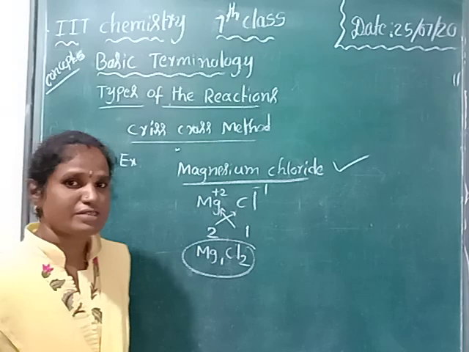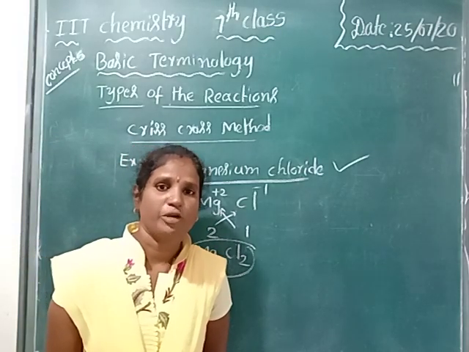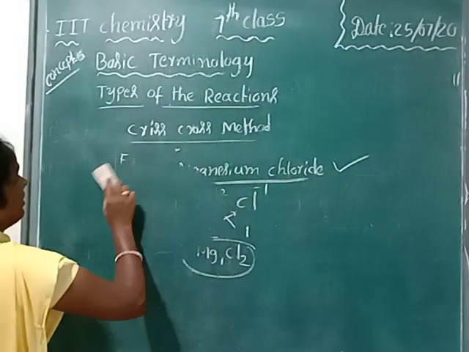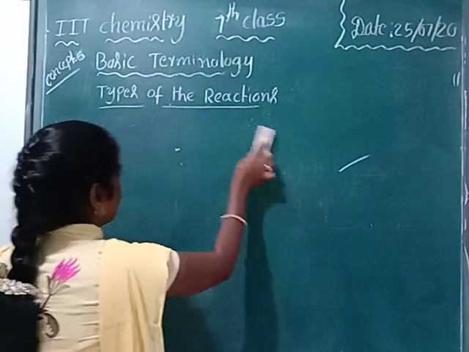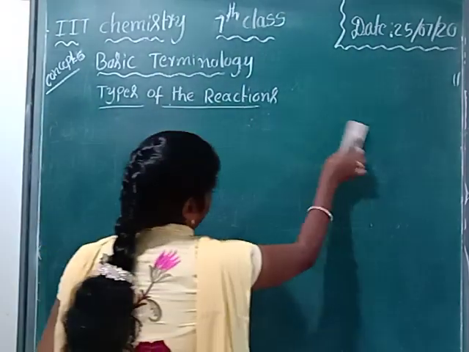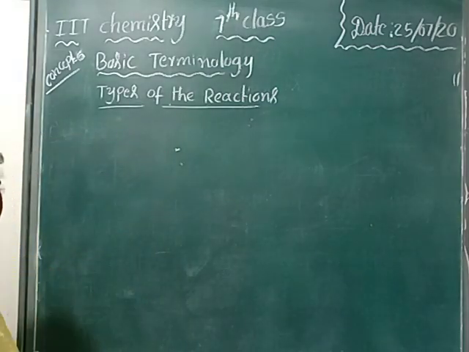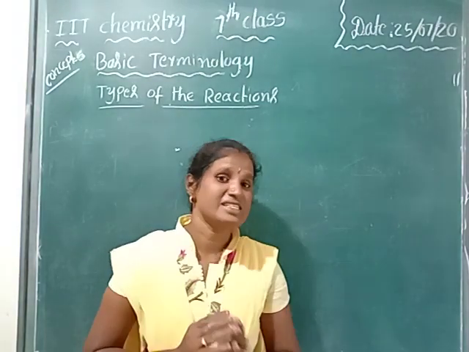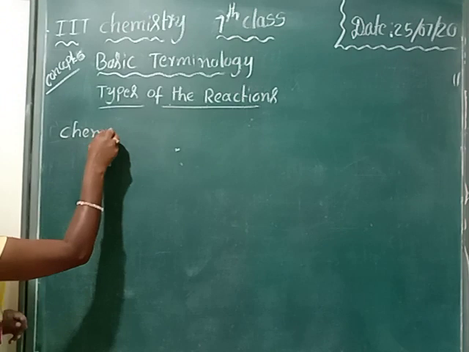In the previous class we discussed so many examples, I think 24 or 25. All of you practice those examples, children. Now we will discuss the next concept, types of reactions. In types of reactions, first we discuss what a chemical equation is.